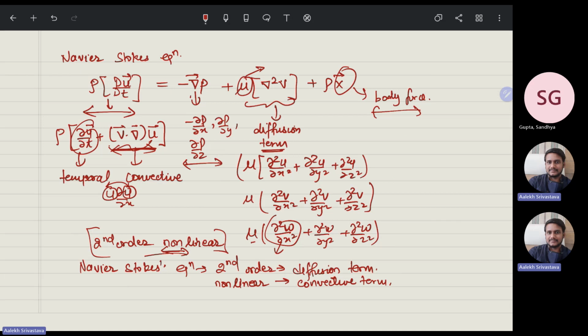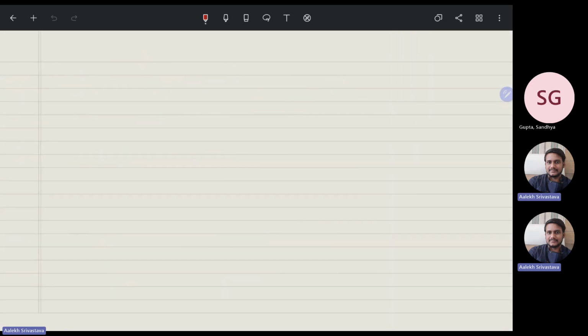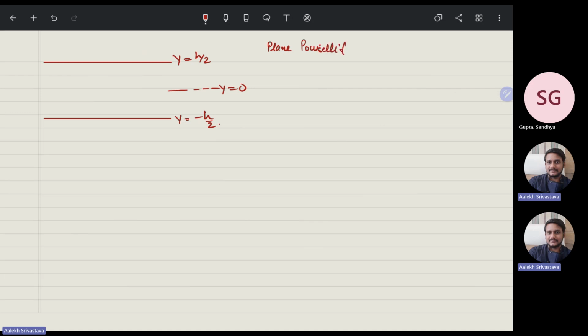Okay. Now what we will do is we will try to solve simple examples using the Navier-Stokes equation. So suppose you have flow in between parallel plates. So this is y equal to 0, y equal to h by 2, y equal to minus h by 2. So we call this a plane Poiseuille flow. Okay, so this is plane Poiseuille flow.